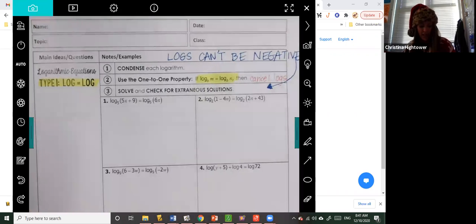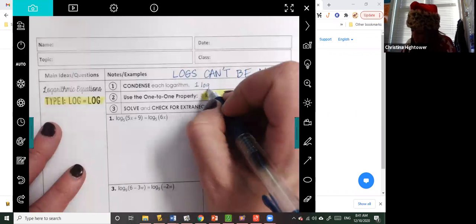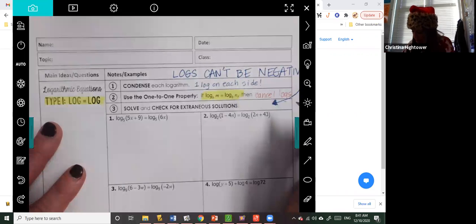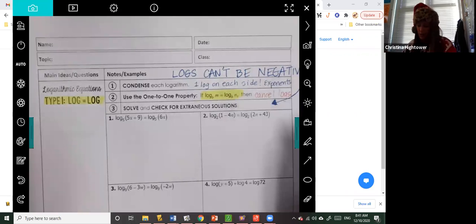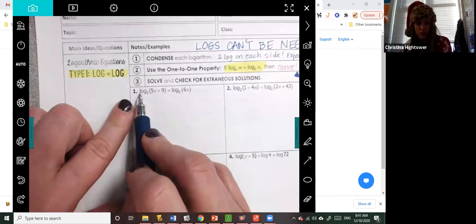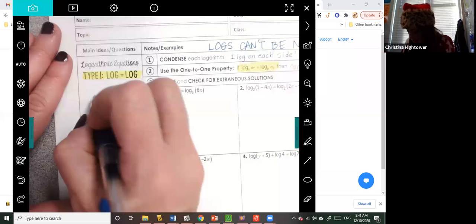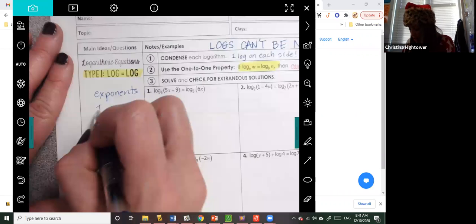If we can condense, then let's condense. When it says condense, you need to make sure you have one log on each side. Take care of exponents as well, so don't forget about them. On this very first one, there are no numbers in front of the log, and there are no numbers in front of that log, so I don't have to take care of exponents. That's the first thing I need to look for, and there are no exponents. There's exactly one log on each side.